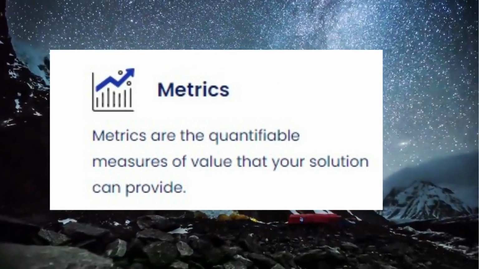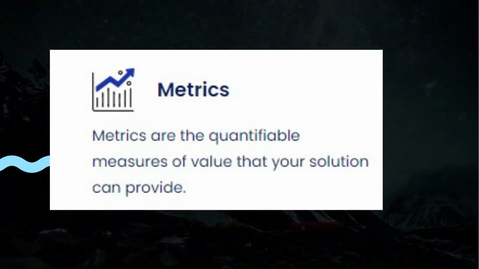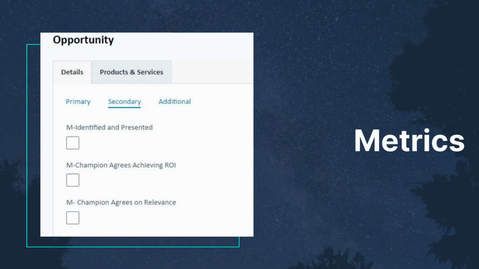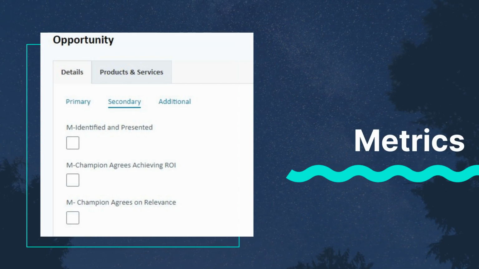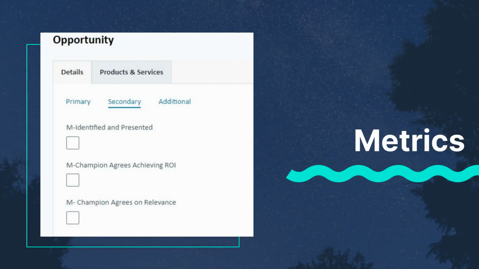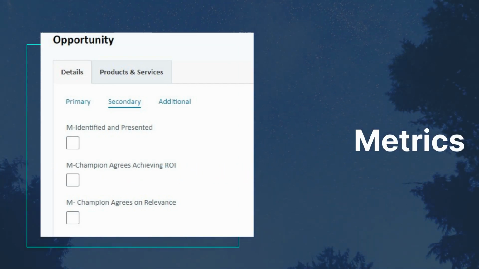Metrics are the quantifiable measures of value that your solution can provide. In ClaritySoft, we distinguish between metrics that we know exist versus those that a champion agrees on and where a quantifiable ROI exists, such as improving the throughput by 2 times.